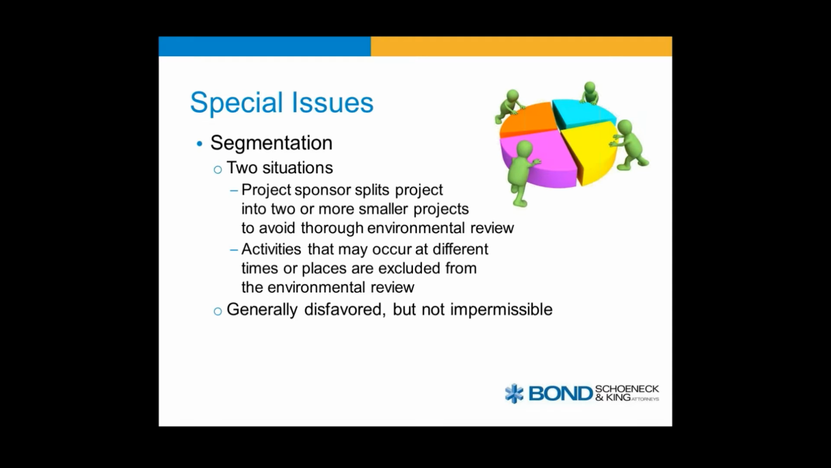If you're an agency and you're going to segment review, you need to provide justification for the segmentation in your determination of significance and in any EIS. And you have to demonstrate that the segmented review will be no less protective of the environment.